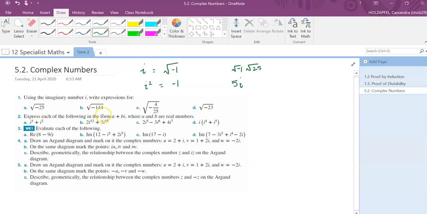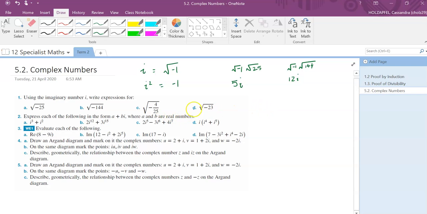The rest of these actually become pretty simple then, because effectively we're just doing the same process again and again. So for this second one, we're factorizing out the -1. So root -1 multiplied by root 144 is going to be equal to 12i.